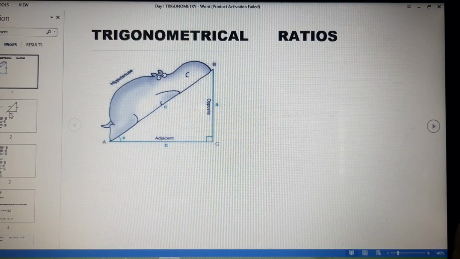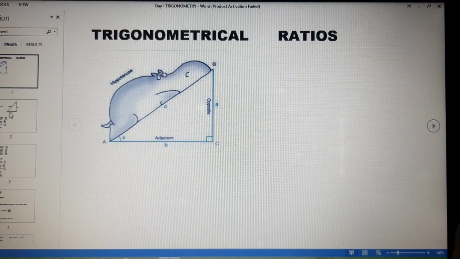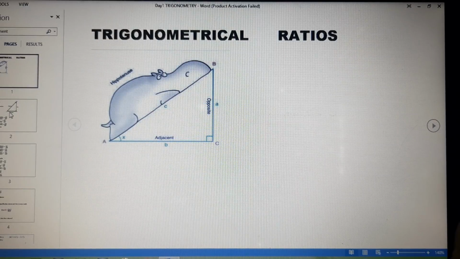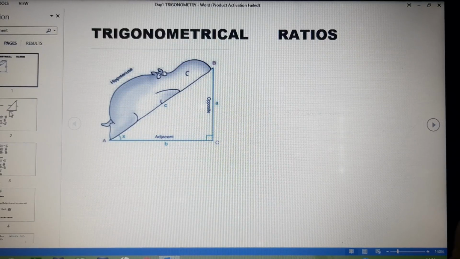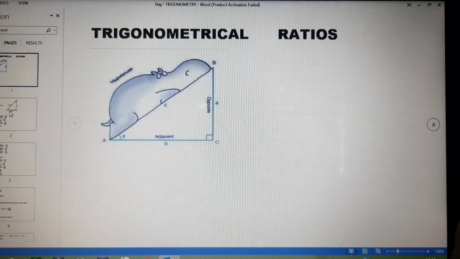Morning children, we are going to start with the chapter Trigonometrical Ratios. As it says, it is a ratio, which means it will be a ratio of sides of a right angle triangle. The entire trigonometry revolves around a right angle triangle.